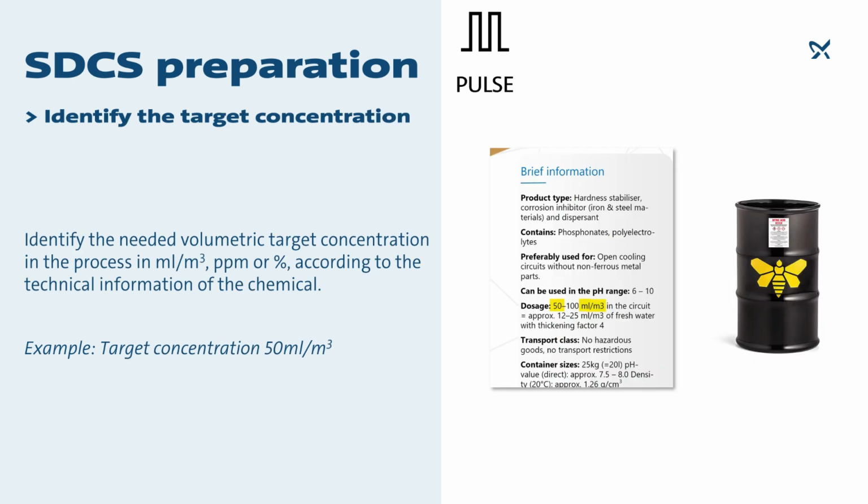SDCS helps you calculate the necessary settings on the DDA dosing pump to achieve a target volumetric concentration in your process. To do this, enter the target volumetric concentration in milliliter per cubic meter, ppm or percent, which you read from the chemical's technical documentation. In this example, we use a target concentration of 50 milliliter per cubic meter.